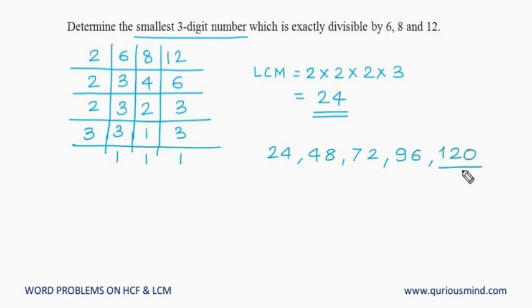And this is the smallest 3-digit multiple of 24, which means this is the smallest number which is divisible by all of 6, 8 and 12. And therefore, the smallest 3-digit number exactly divisible by 6, 8 and 12 is 120.